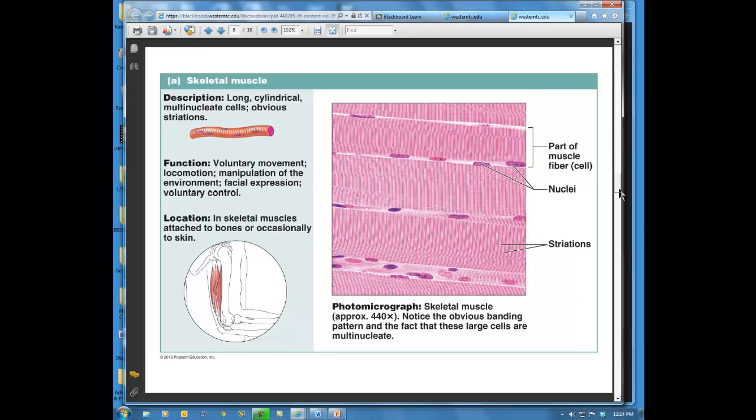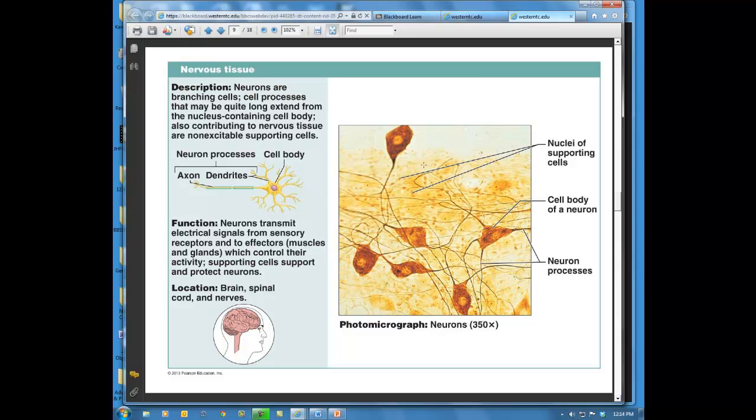Nervous tissue is a unique tissue that has these large star-like looking cells. These are called neurons, nerve cells, with these long processes coming off, and those processes allow for the transmission of electrical impulses with nervous activity. Where we find nervous tissue is in the brain, spinal cord, and nerves. Again, you don't have to know all three of those, just pick one for the lab exam. So nervous tissue, again, you're looking for these large cells.